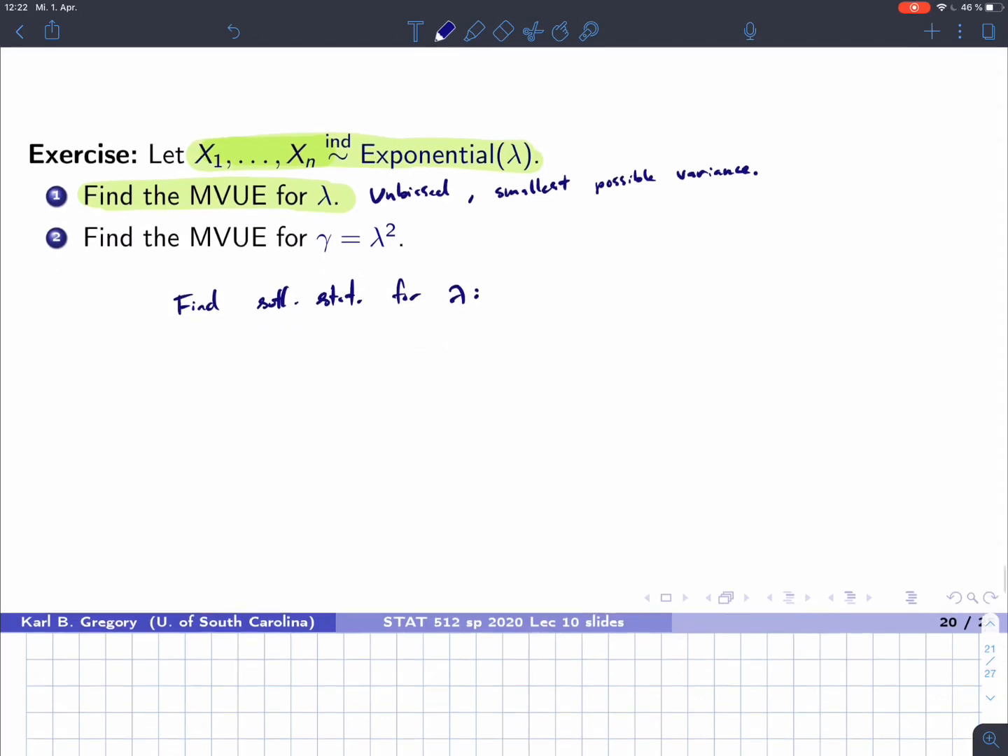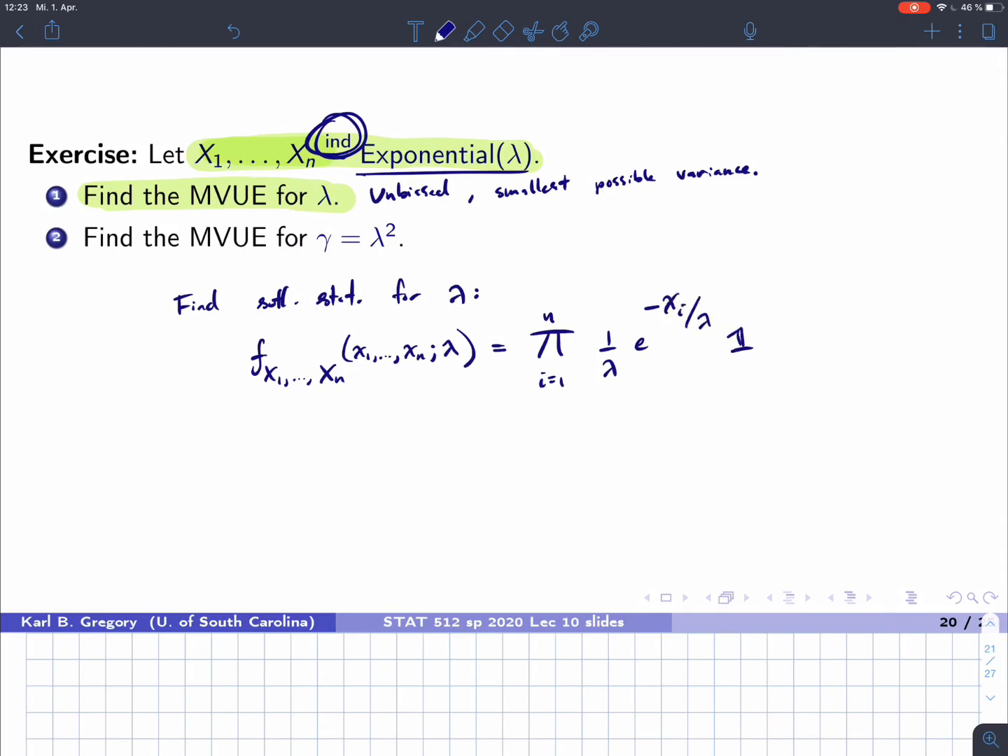All right, we got some practice in the last lecture finding sufficient statistics. It begins with writing down the joint density of all the random variables in the sample. We can emphasize dependence on lambda by writing this. Since these are independent and all have the same distribution, I can write the joint PDF as the product of these marginal PDFs. Okay, and if I want, I can include these indicator functions for the support.